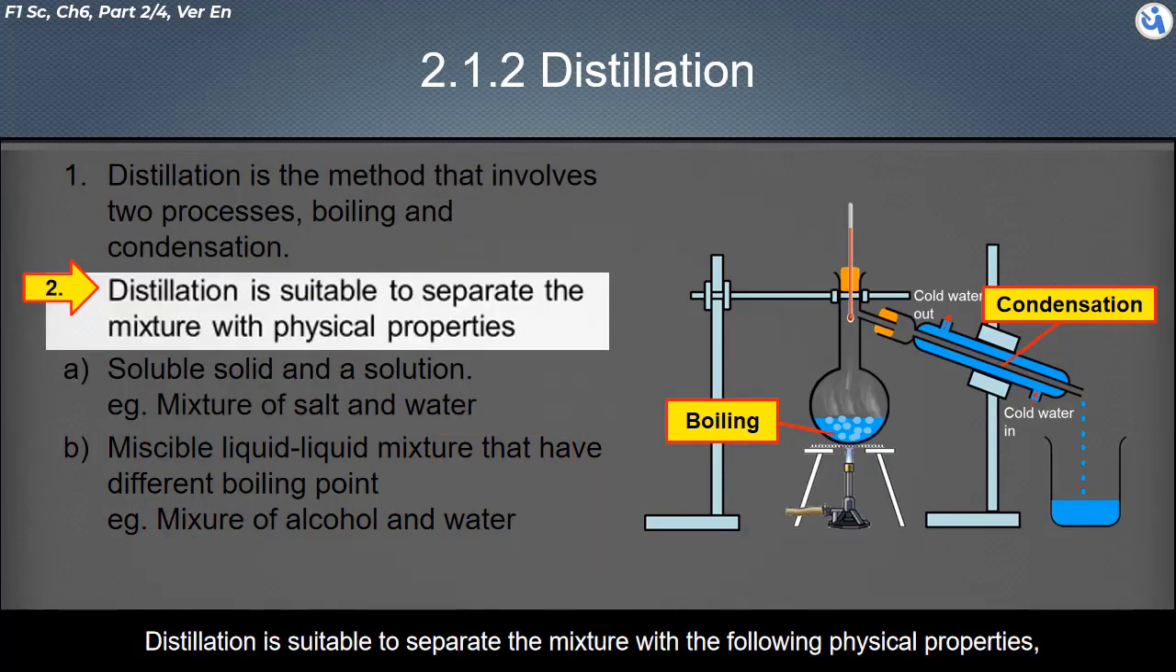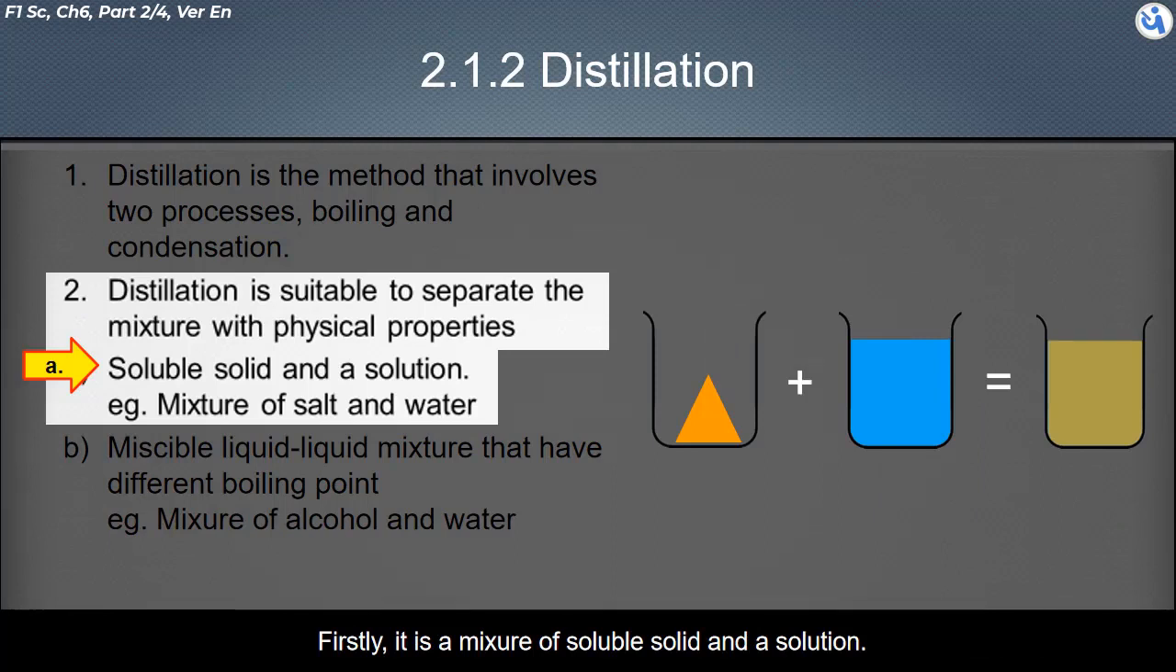Distillation is suitable to separate a mixture with the following physical properties. First, it is a mixture of a soluble solid and a solution.